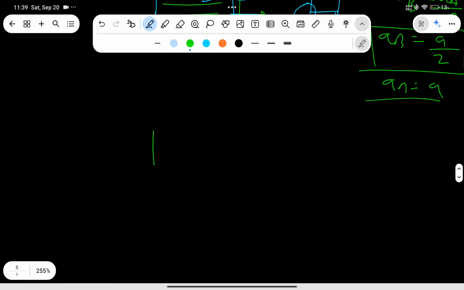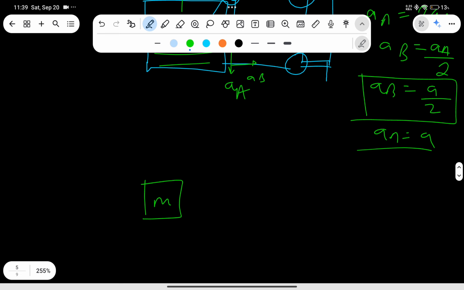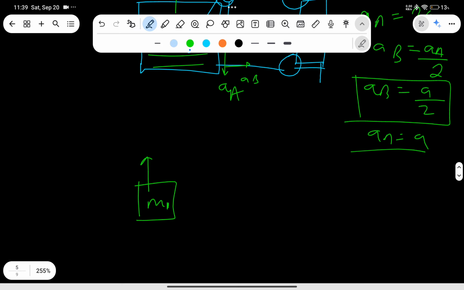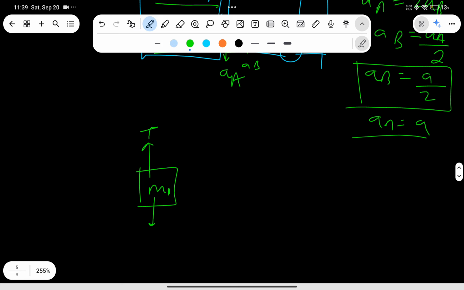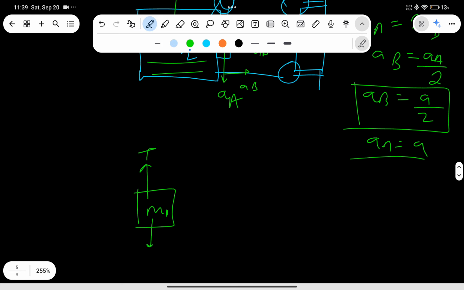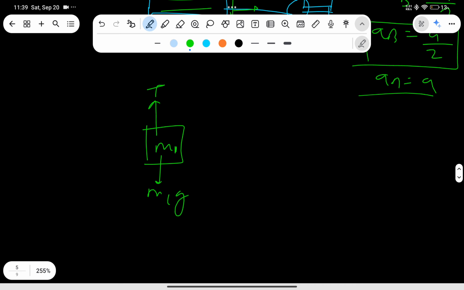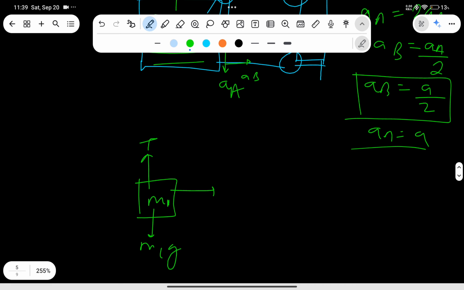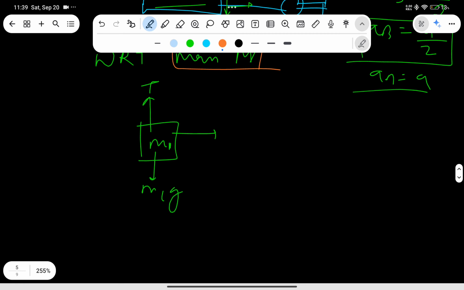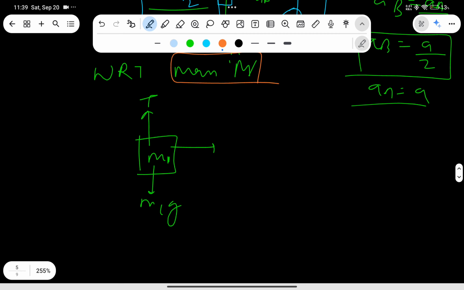Now simply we'll write the equation of motion on m1 mass. Alright, so it will become the tension in downward direction. You have m1g. I'm going to solve it with respect to the block mass capital M. So I'm going to solve it with respect to this mass M. So there will be the normal force that will be there.